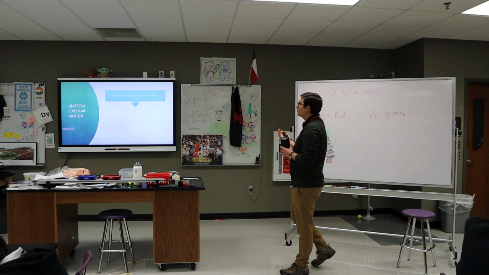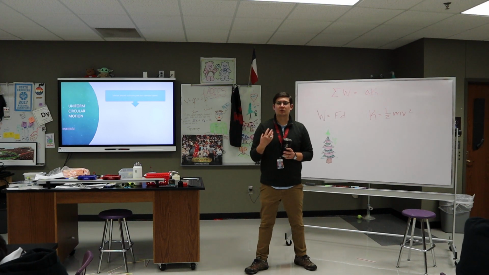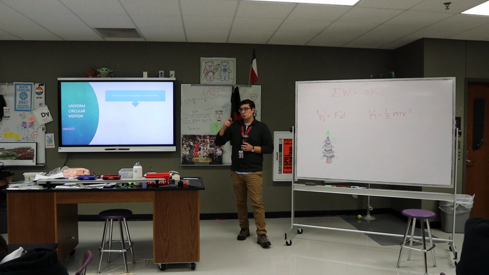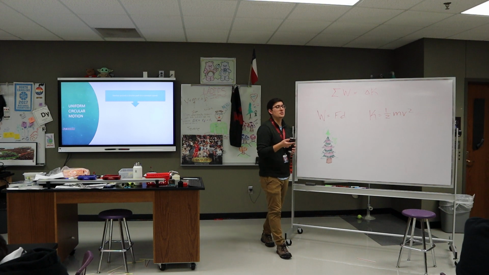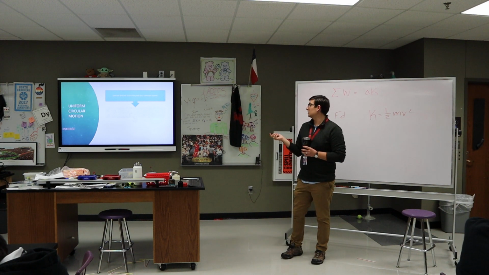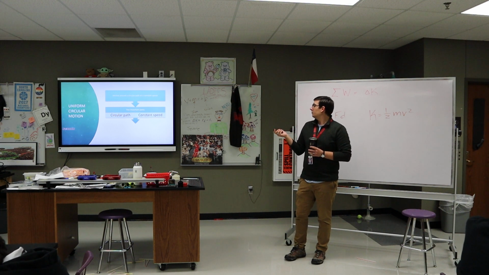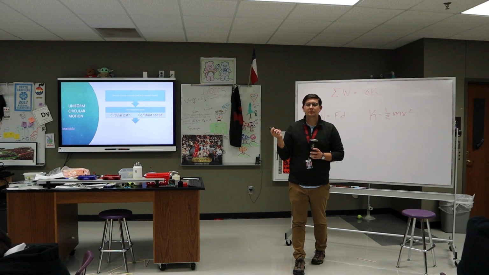So, uniform circular motion, if you can't tell from the phrase, what it means is it's motion around a circular path at constant speed, which means there are really two important ideas to this definition. The first one is that there is a circular path. That's probably the obvious part. The part that people don't always pick up on is the constant speed part.